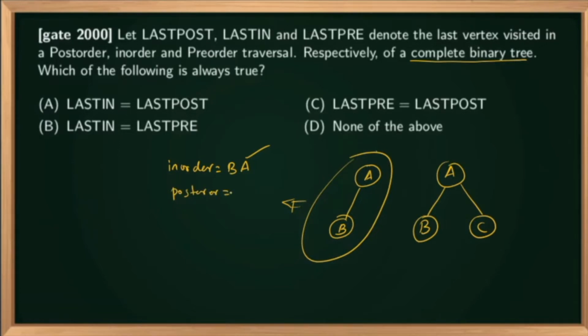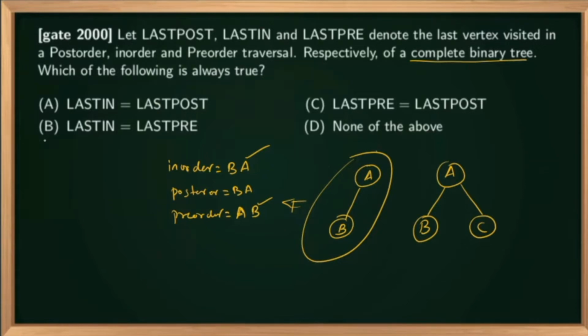If I take the post order, I will be printing BA, right? I'm printing BA in post order. That's correct. Now, if I print pre-order, I will be printing A, B, right? So here the last value is B. So from this example, I know that the last in-order is equal to the last pre-order.